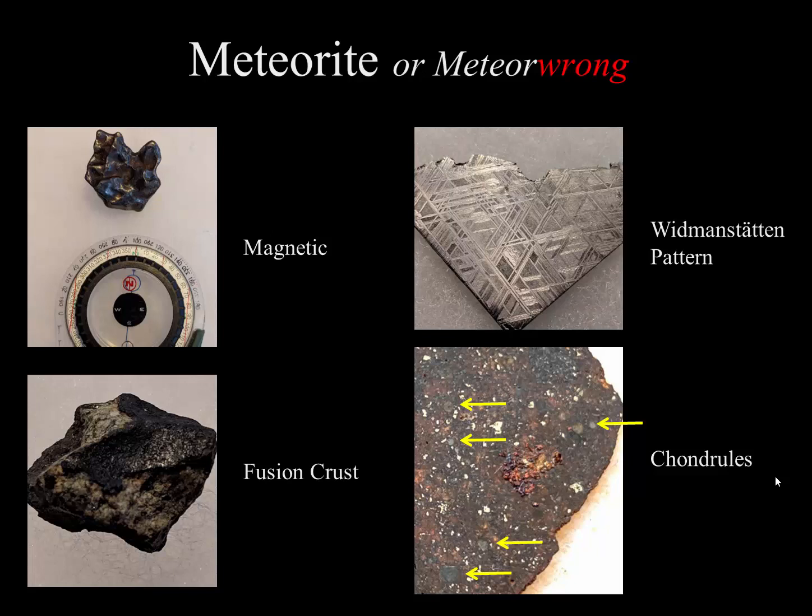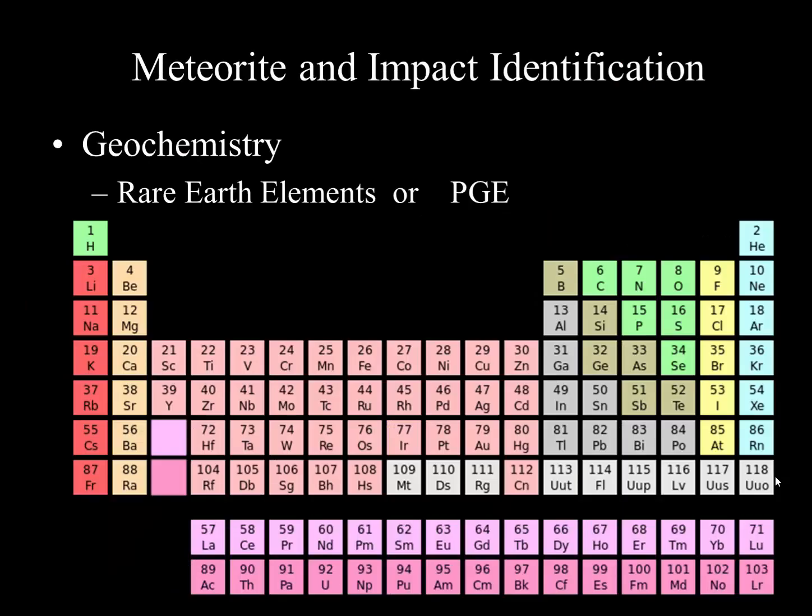In order to confirm whether a rock is in fact a meteorite, one must rely on doing more advanced geochemical analysis. In order to confirm a meteorite or an impact location, geochemistry is very important. It turns out that many meteorites are enriched in what we call rare earth or platinum group elements. Here, surrounded by the box, we can see elements 44, 45, and 46, and 76, 77, and 78 are relatively uncommon on planet Earth, but have a much greater frequency within meteorites. This is particularly the case for element number 77, iridium.